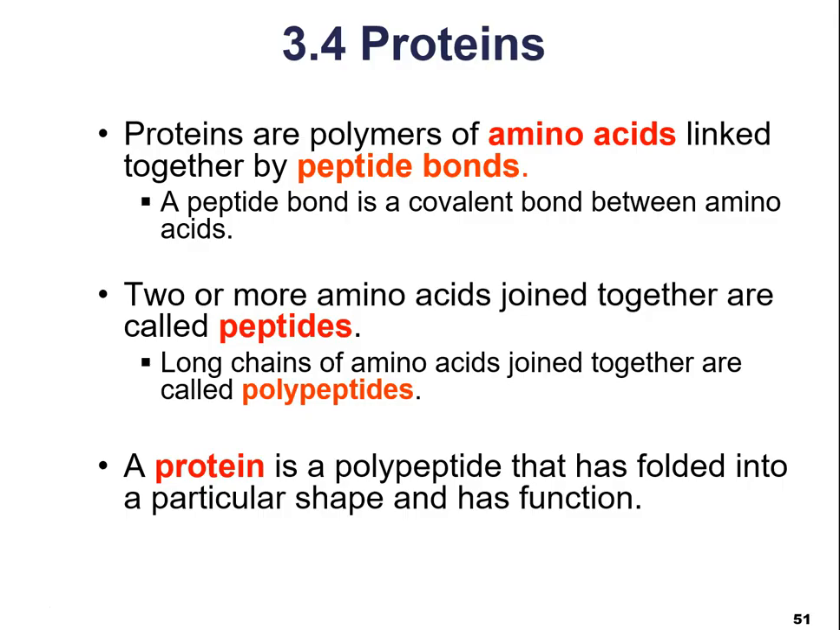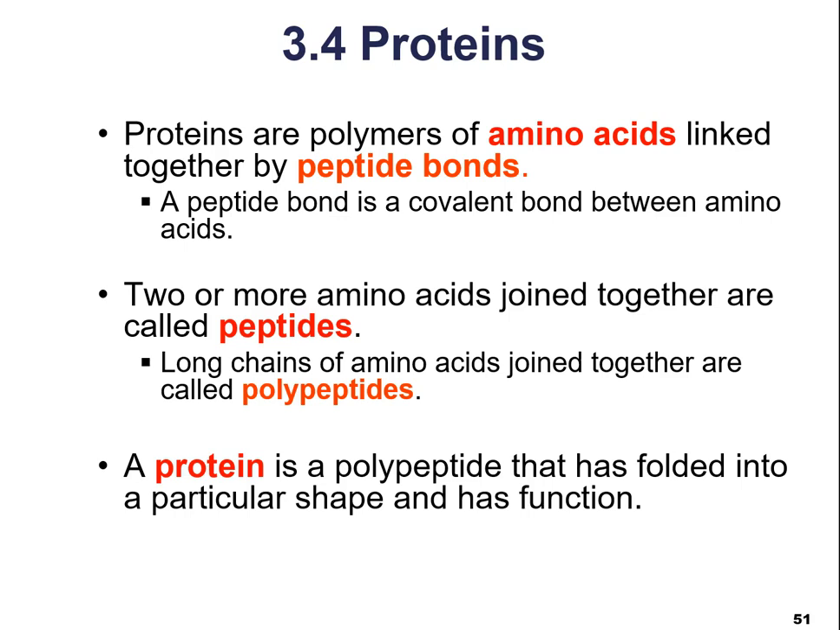All right, we move on to the next class of biomolecules, proteins. Okay, so proteins are polymers of amino acids that are linked together by peptide bonds. Okay, so a peptide bond joins two amino acids together, right? Again, two or more amino acids joined together are called peptides, hence the name peptide bond. Long chains of amino acids joined together are called polypeptides. Okay, so when you have a lot of amino acids joined together, we call it a polypeptide, just like we called things like starch polysaccharides.